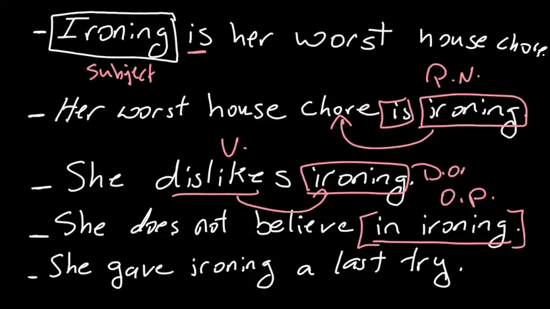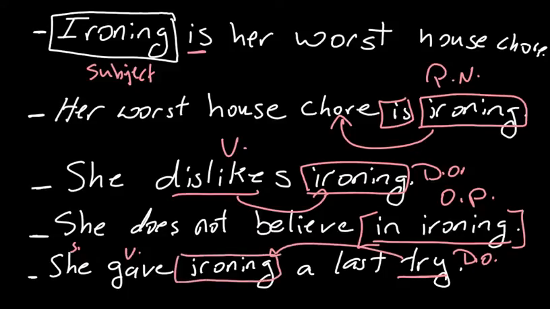Still, in the last example, "She gave ironing a last try." If you look at the subject and the verb, that's the subject, that's the verb. So what did she give? She gave a last try. Since try receives the action of giving directly, this is a direct object. To whom did she give the last try? The one that receives it indirectly is ironing. In this case, ironing is the indirect object.